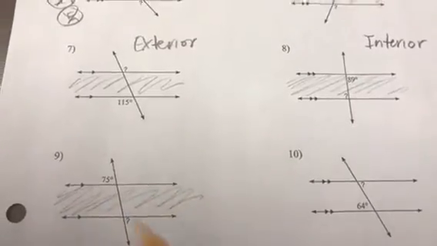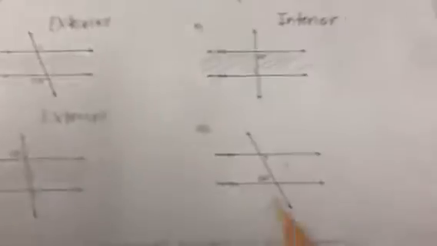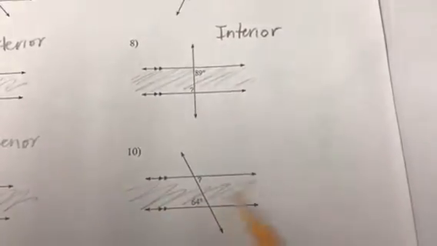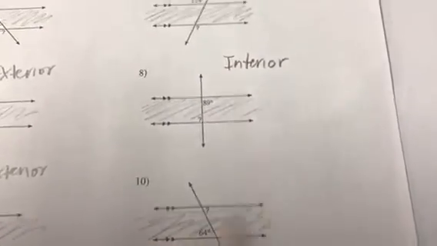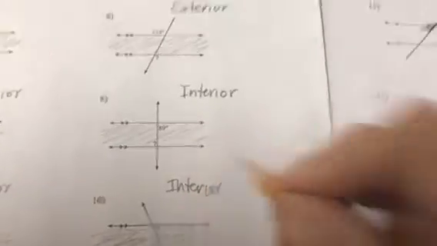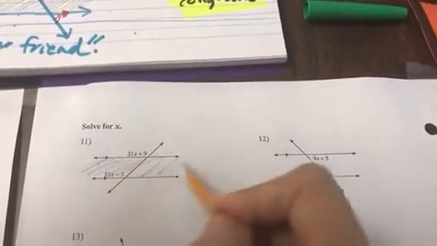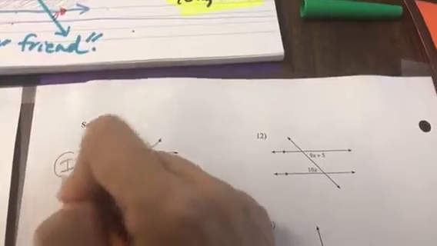Shade. Both did not get shaded. So that's exterior. Shade. Both got shaded, so that's interior. They're both in the road. Continue. Shade. Uh-oh. One got shaded, one didn't. So it's not going to be interior and it's not going to be exterior.